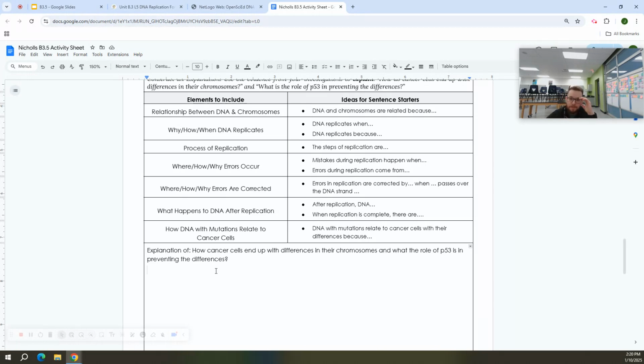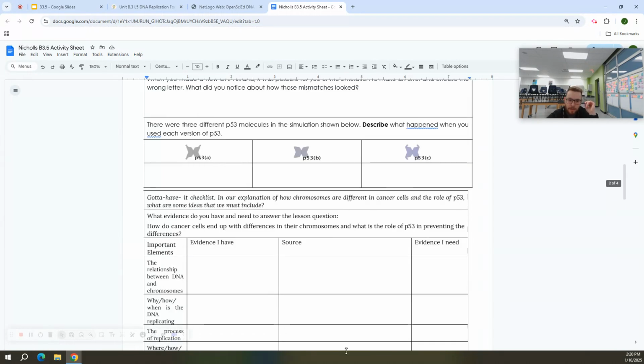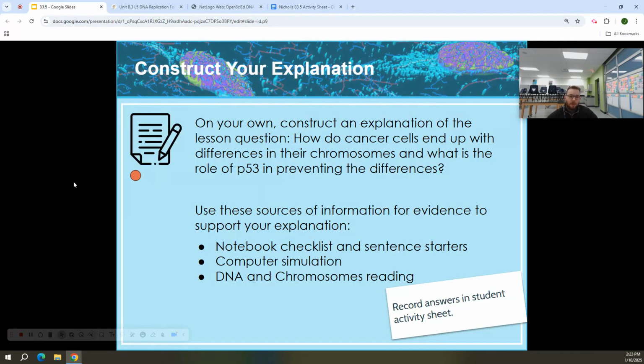And then below that, you're going to include all the evidence, and you already collected all of that. So then, using all of the evidence you've collected, you're going to explain or elaborate on the claims that you made about how there are differences in the chromosomes of cancer and non-cancer cells and how p53 prevents those differences. And then here you've got some resources that you can use to help you. Use that computer simulation, definitely use the DNA and chromosome reading, and then that checklist we came up with, the sentence starters that I've got on that handout, and any of your other lessons. They are great resources to help you in developing and constructing your explanation. Awesome. Okay.